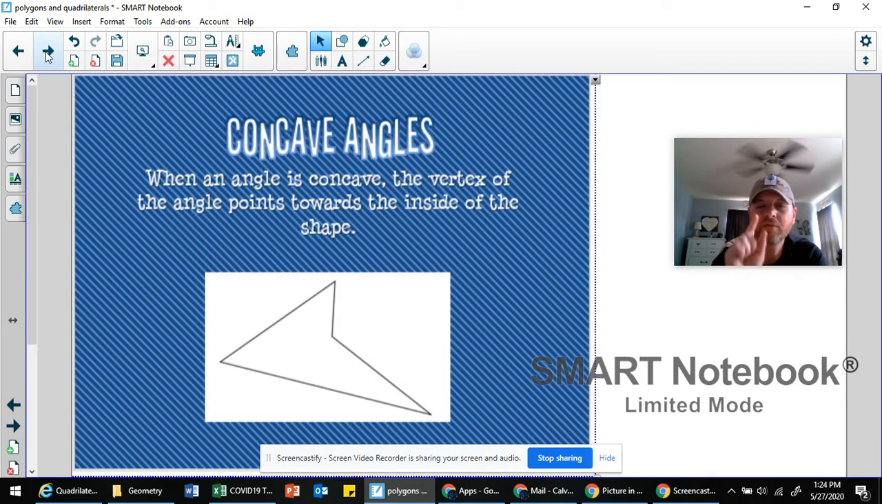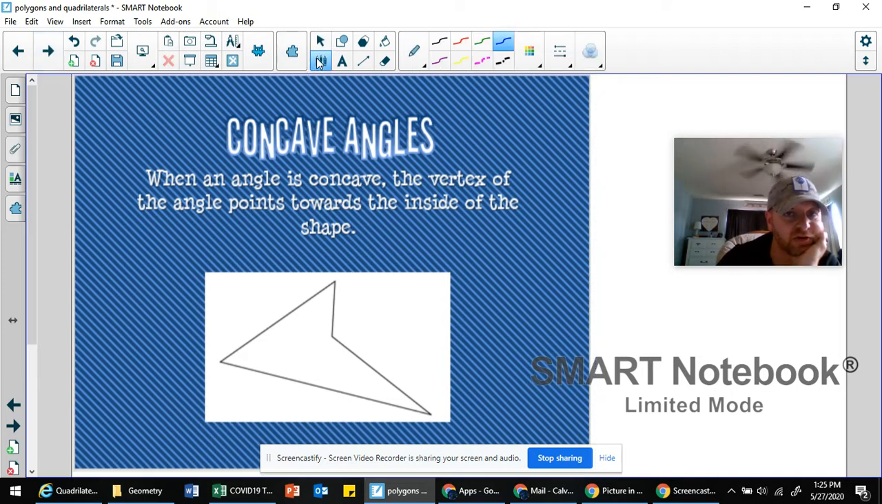All right. Now, one thing that I didn't go over in the last video that I want to go over right now, concave angles. So this is not a new type of angle. We're still dealing with right, acute, and obtuse angles. But this is a characteristic of some angles. So some angles are concave. What that means is this. When an angle is concave, the vertex of the angle points towards the inside of the shape. So if you look carefully at this shape, one of the angles is concave because it points towards the inside of the shape.